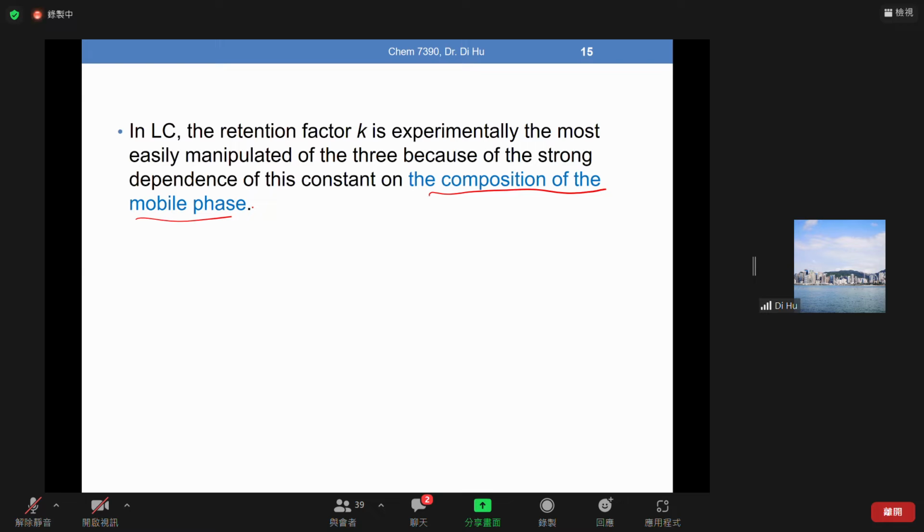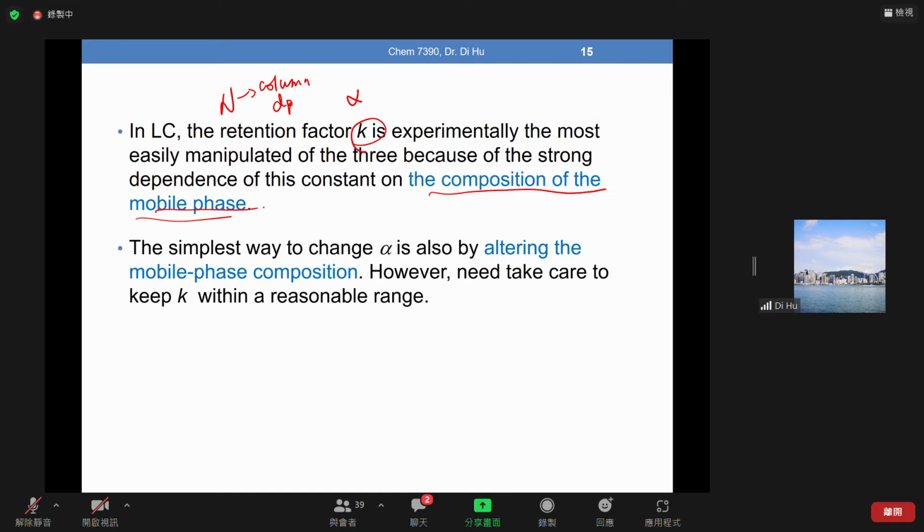And the N number, we know, is really related to the column, okay? So you have to think about the dp and all these things. You have to buy a new column if you want to change it. And alpha is related to k. So that's why the k value itself is the easiest one to manipulate. As I showed you before, we can easily change the composition of the mobile phase, and that means polarity. And then we are able to change the k value, okay?